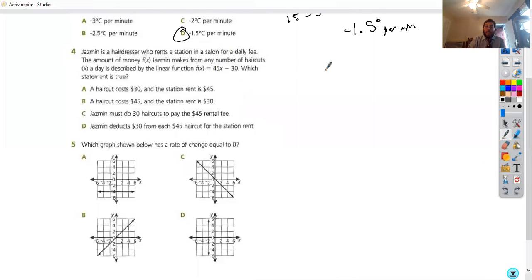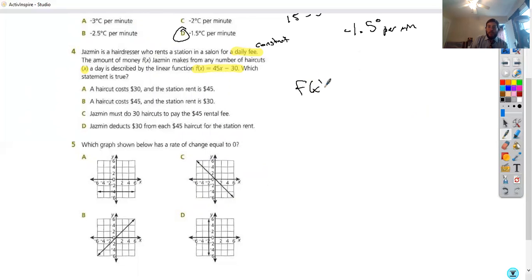A says that Jasmine is a hairdresser who rents a station in a salon for a daily fee. So when we're looking at this daily fee, this is going to be a constant. That means each day she has to pay a certain fee. The amount of money, f of x, Jasmine makes from any number of haircuts, x, so it's important to see that x is our number of haircuts a day, is described by the linear function f of x equals 45x minus 30. Which statement is true?